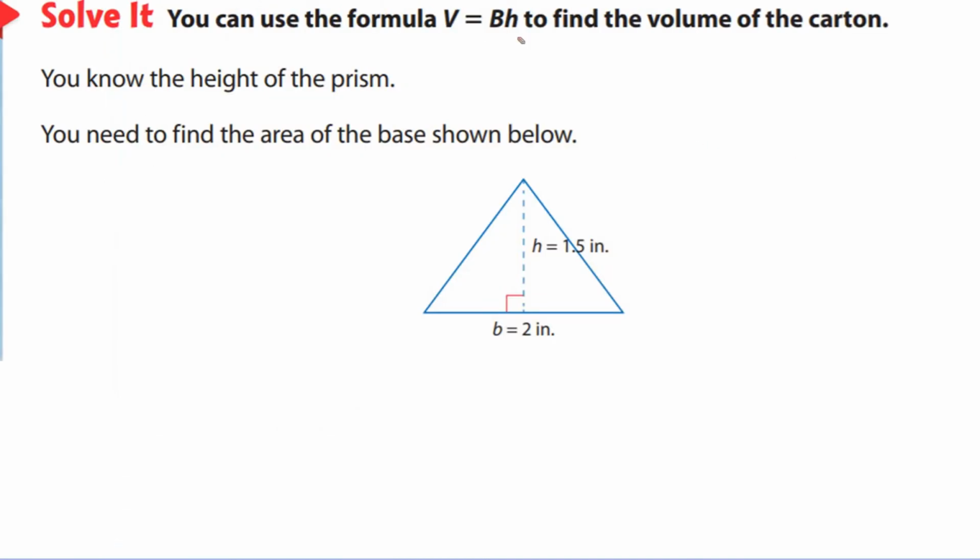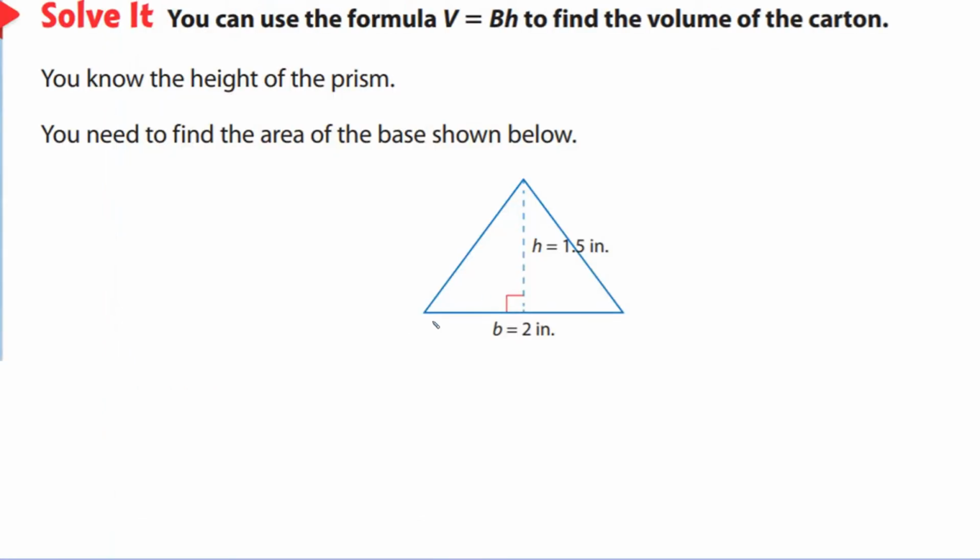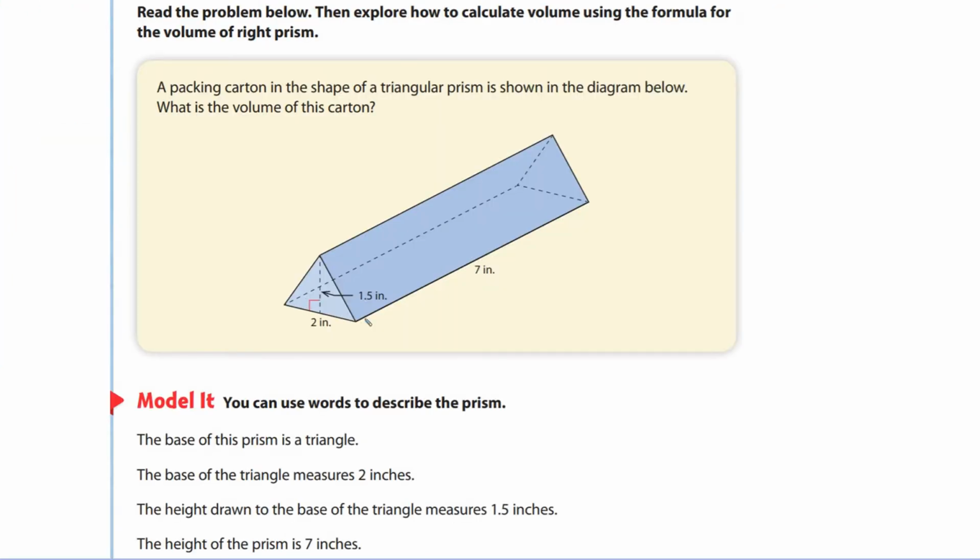Let's solve it. You can use the formula again. Volume equals base times height to find the volume of the carton. You know the height of the prism. You need to find the area of the base shown below. And I love what they did here. They took out the base. Okay, this is the base, and they redraw that. You should do that all the time. Take out the base and redraw that with the dimensions given. Base 2 inches, height 1.5 inches. There it is.